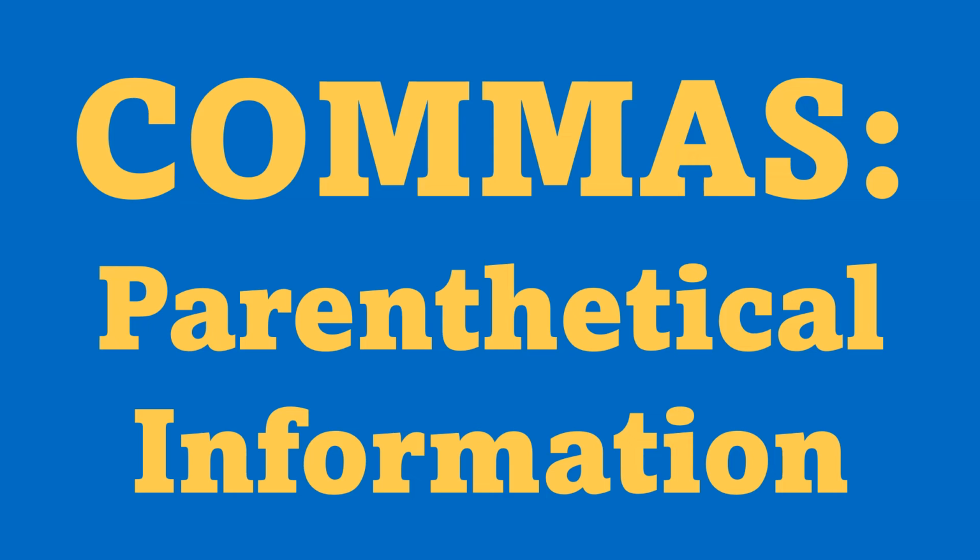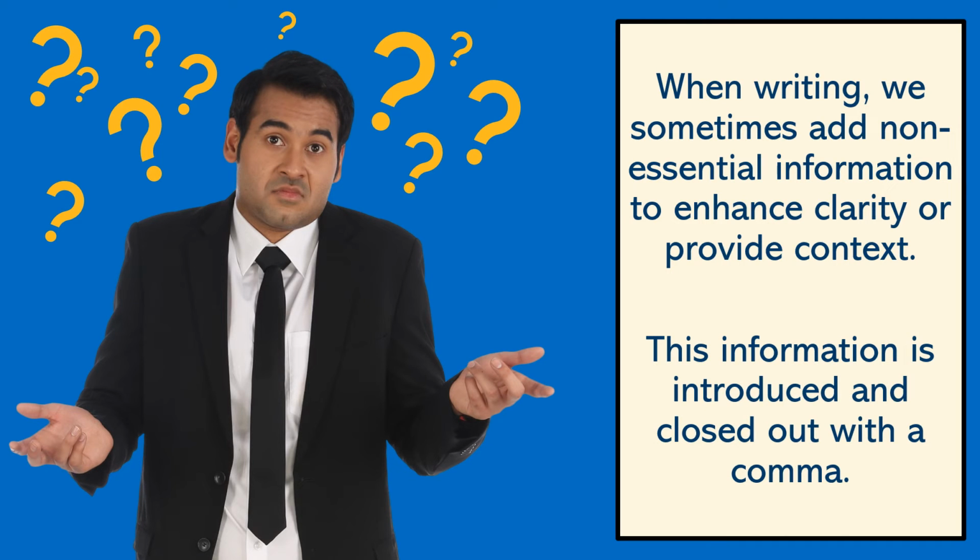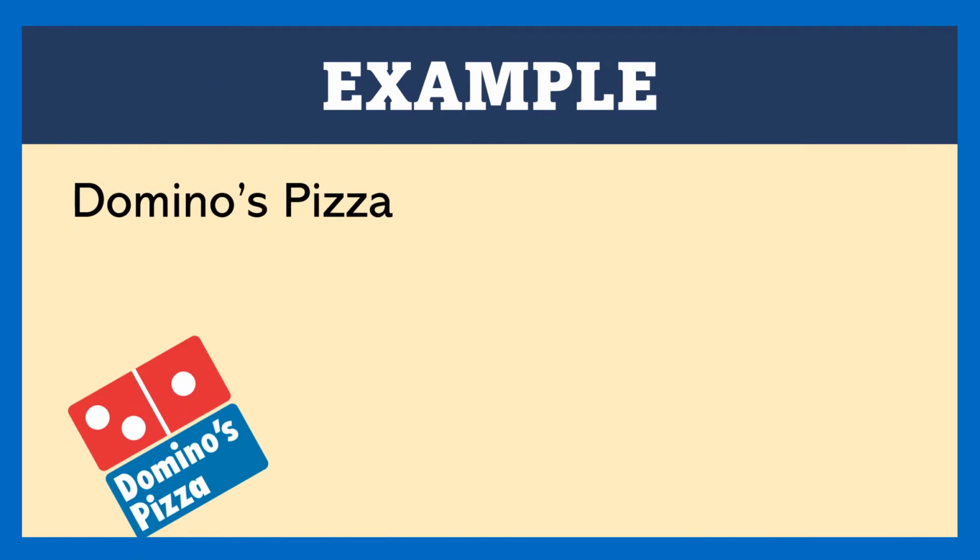One of the many uses of the comma is to introduce and close out parenthetical information, but learning how to effectively and appropriately offset this kind of information can be a little tricky. So let's learn. What is parenthetical information? It's also known as an interjection or relative information. There are a few different terms for it, but when writing, we sometimes add non-essential information to enhance clarity or provide context. And this information, if it's in the middle of a sentence, is typically introduced and closed out with a comma. All right, so let's take a look at an example.